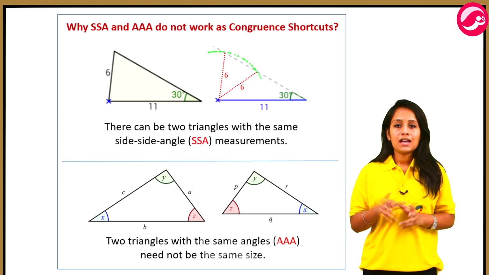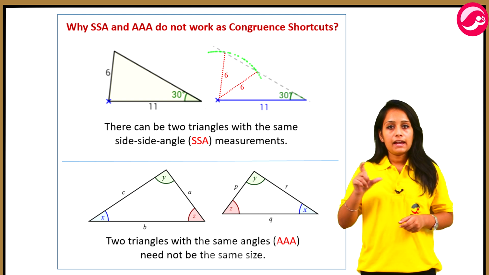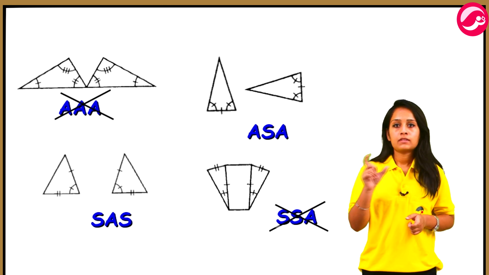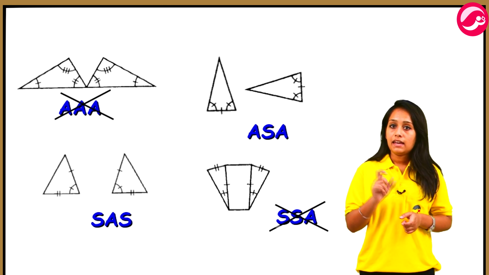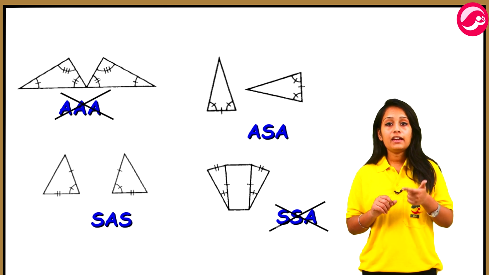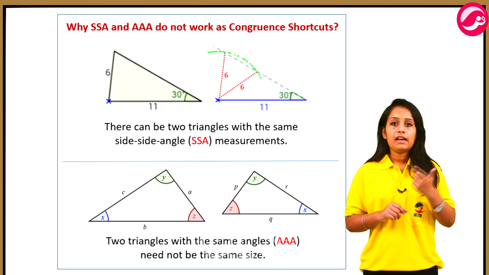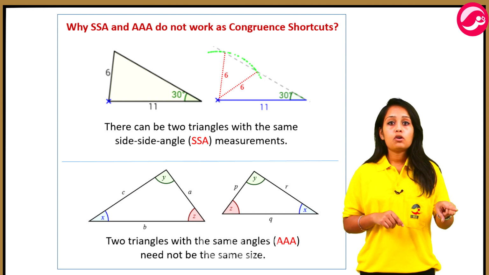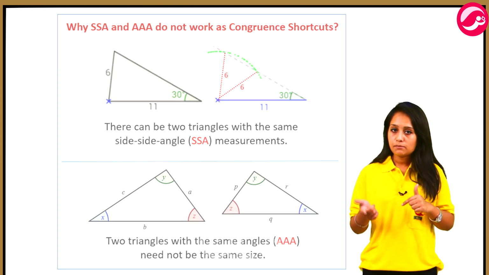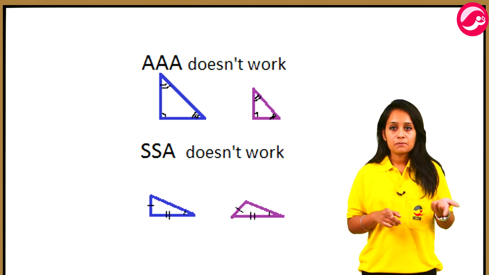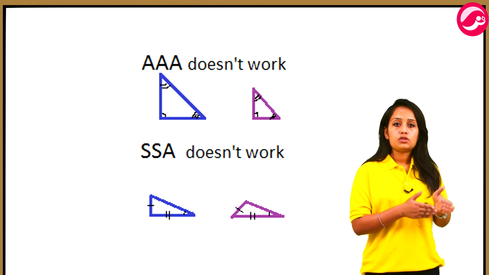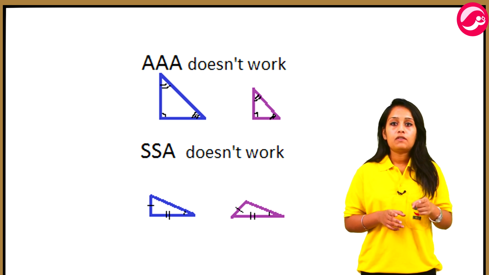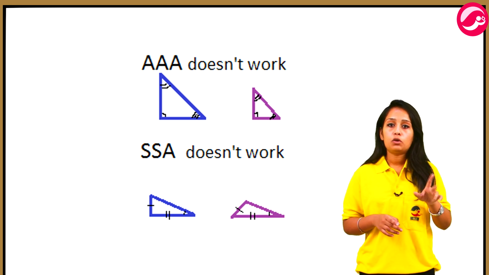Now a question arises, why SSA and AAA don't work as congruent shortcuts? We have ASA, SAS, SSS, AAS rules. Then why not AAA and SSA? So friends, AAA does not work as triangles with all the three corresponding angles equal may not be congruent. These triangles will have the same shape but not necessarily the same size. They are called similar triangles. Also, SSA does not work because triangles with two corresponding sides and one non-included angle equal may not be congruent.